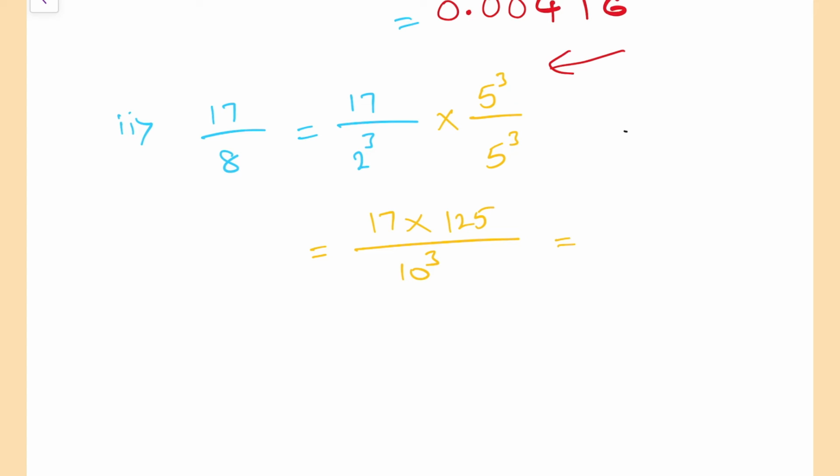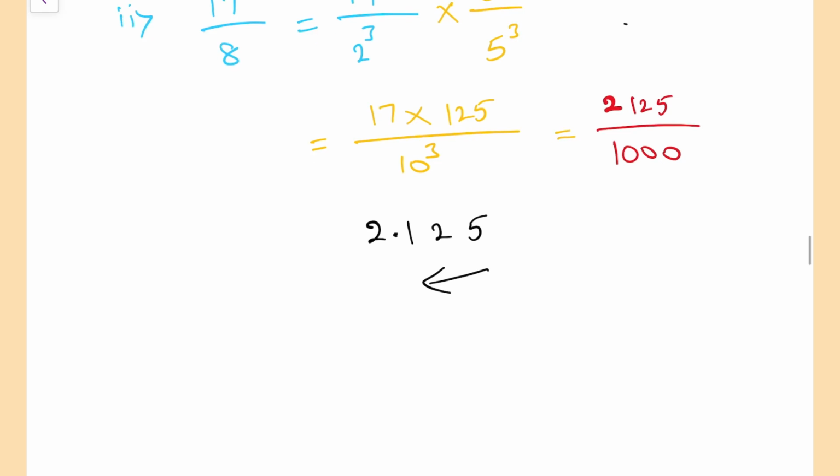It is 2125 divided by 10 cube, power 3 is there, so 3 zeros, 1 2 3. 2125 divided by 1000. First write the numerator as it is, 2125, and from the right side after 3 digits, 1 2 3, put the decimal. So the answer is 2.125.